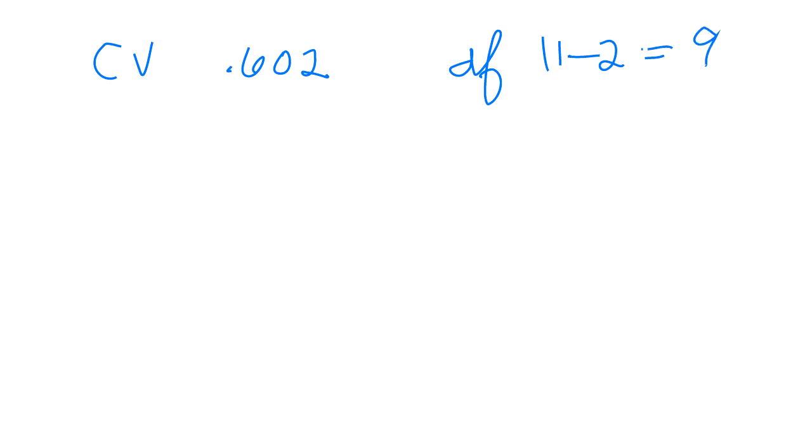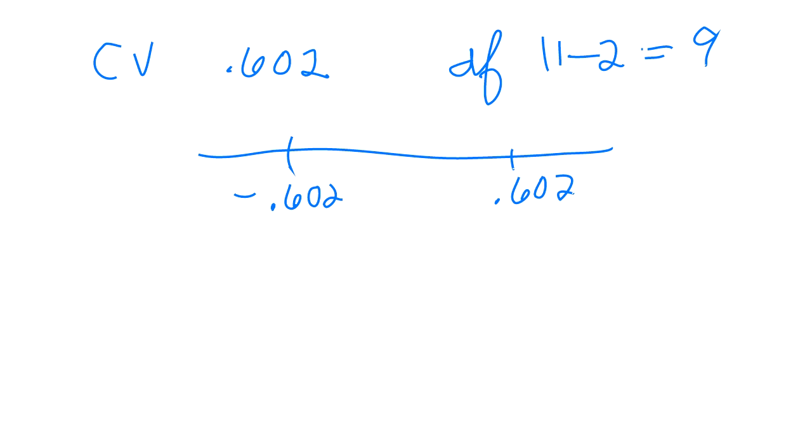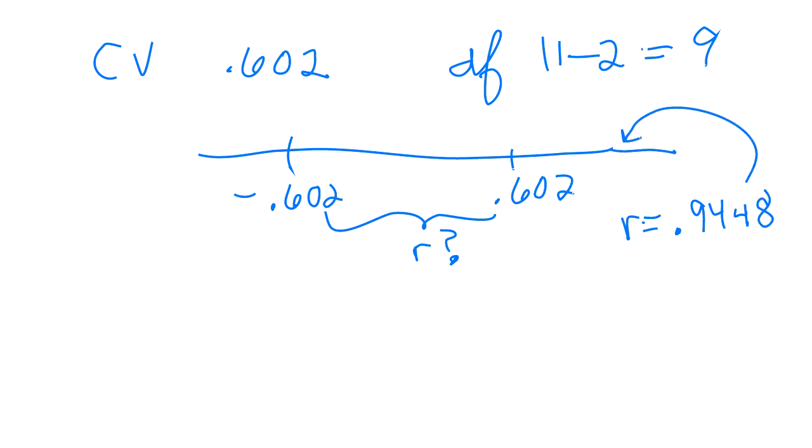All right, so we draw a little number line, and we go plus or minus our critical value. And the question is, where's R? Is R in here, or is it outside? Well, R in our problem, if you remember, is 0.9. I'm still doing example 2 in the reading, okay? So R is outside our critical values. That's great. That's what we want. So R is significant.